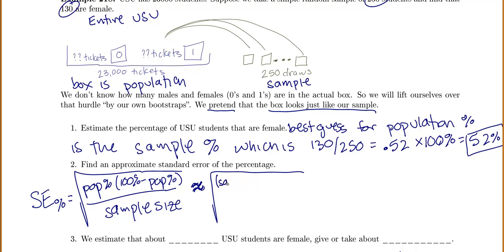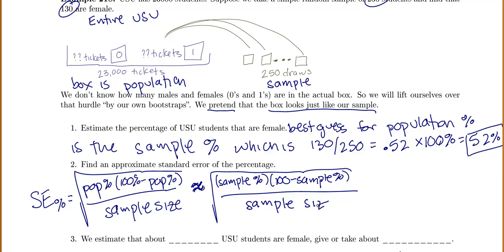We're going to estimate it with the sample percentage times 100 minus the sample percentage, divided by the sample size. Once again, we have to estimate it because we don't know the population percentage. But our best estimate of the population percentage is the sample percentage. So my sample percentage is 52 times 100 minus 52 divided by my sample size, which is 250 draws, or a sample size of 250.